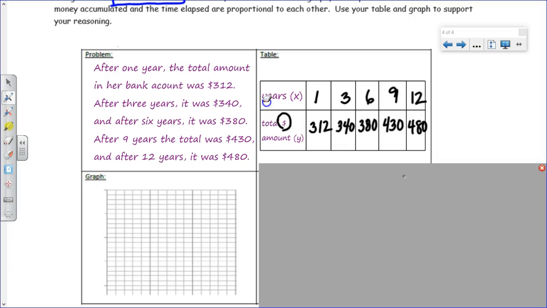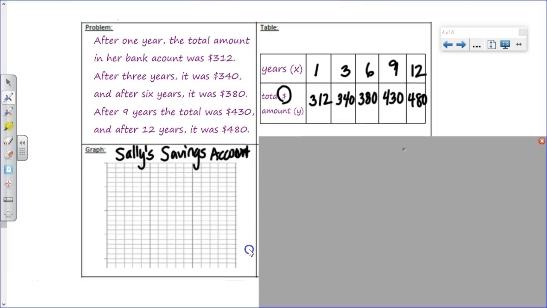Let's go ahead and put our labels on here. Let's call this Sally's savings account. Okay, we can see that the years is the X, so that's going across. And those numbers are 1, 3, 6, 9, and 12. So I could probably do 1 year per number on the number line.